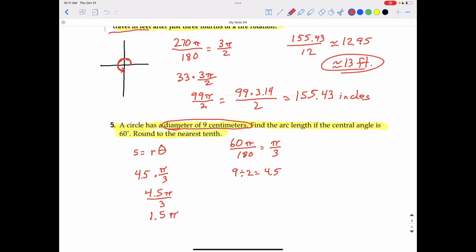Then it says to convert that and round it to the nearest tenth. So since now I'm dealing with length, I'm going to take 1.5 times 3.14. And when you take 1.5 times 3.14, or you can use the pi button in your calculator, rounded to the nearest tenth it is approximately equal to 4.7. And again, that is in centimeters in this case.